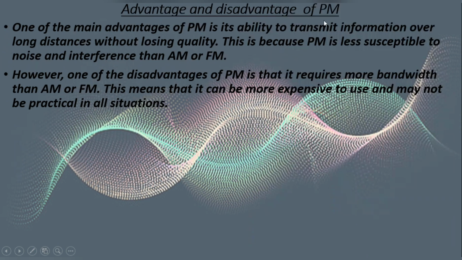Advantage and disadvantage of PM signal. One of the main advantages of the PM signal is its ability to transmit information over long distances without losing quality. This is because PM is less susceptible to noise and interference than AM or FM.